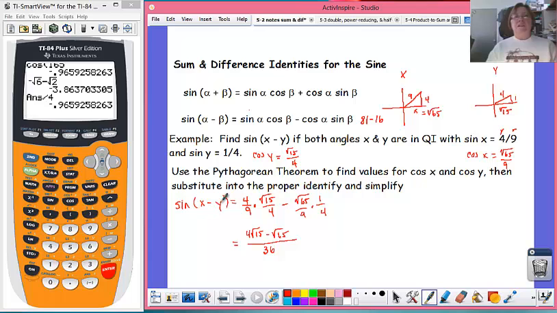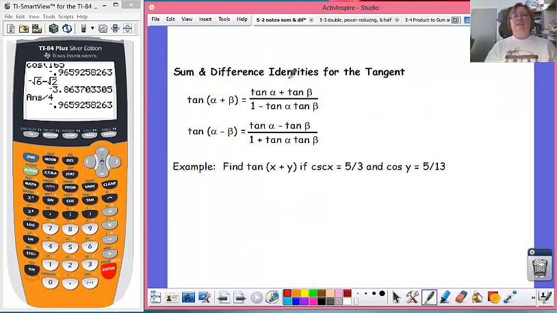We don't know what the two angles are, either one of them, but we do know what the sine of the difference of the angle measures is, and that's kind of weird when you think about it. Alright, here comes our last set of identities. These work for the tangent, and for the sum and difference of tangents you need to know the tangents of your two angles. We have an example similar to the last one.